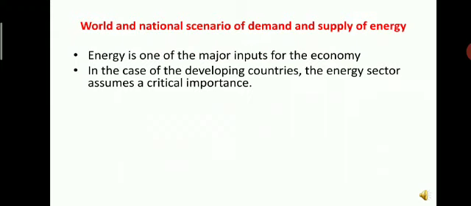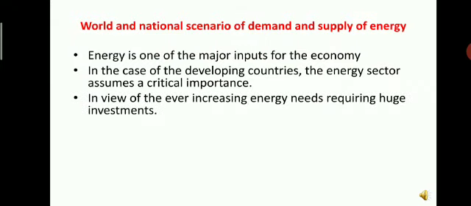India is a developing country. Some countries are developed countries, some countries are developing countries. So India is in the category of developing countries. And in such a situation, the ever increasing energy needs require huge investment. Huge investment in production of electricity is required. We have to pay much more amount in production of electricity as compared to other.